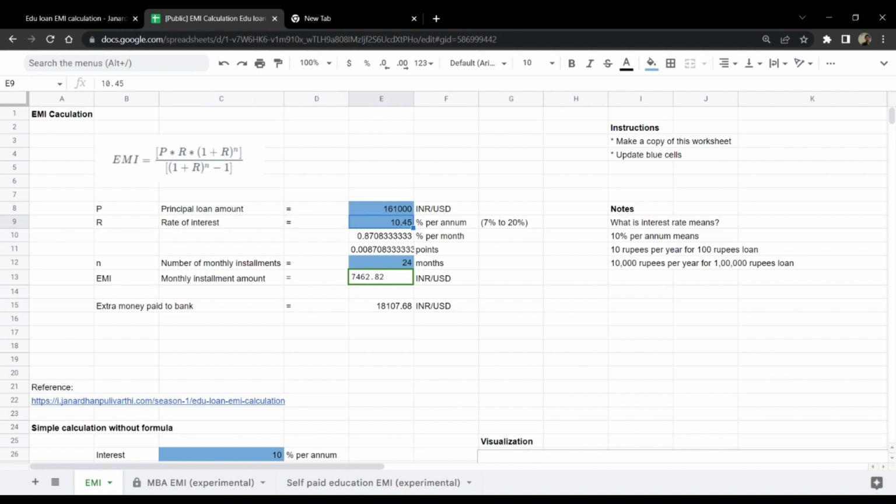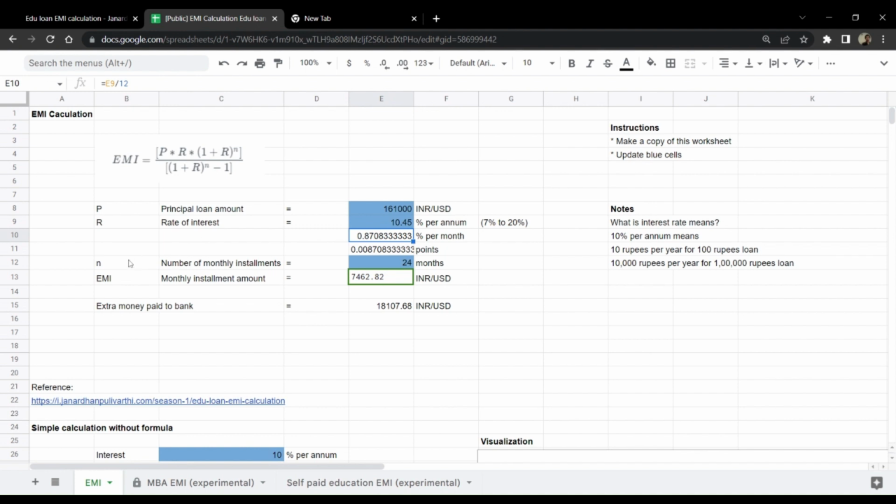For example, they do it in terms of 10% per annum, 7% per annum. In this fashion, they provide the interest rate. Generally, it varies from 7% to 20% or 25%. 7% is generally, we say, a bit low and a good deal, and 20% is a bit higher. It is generally charged for personal loans.